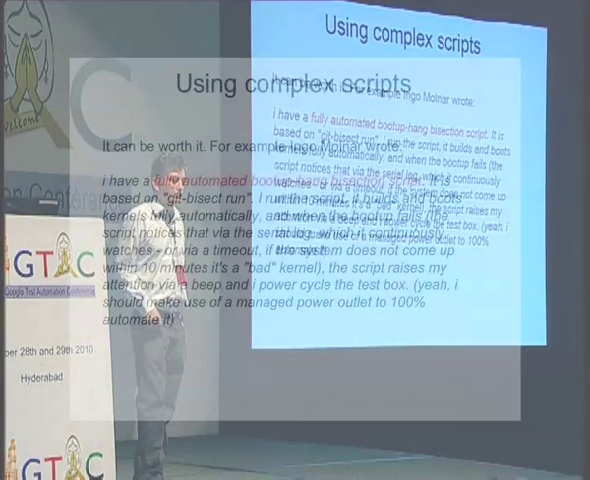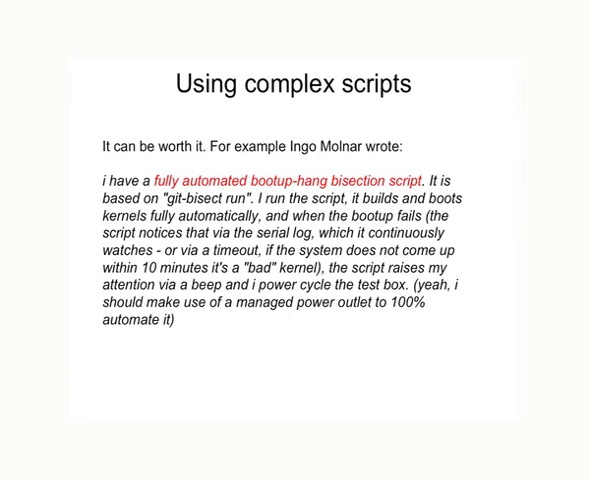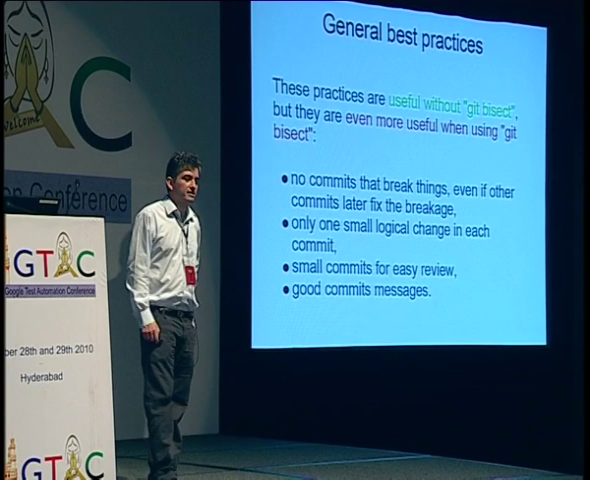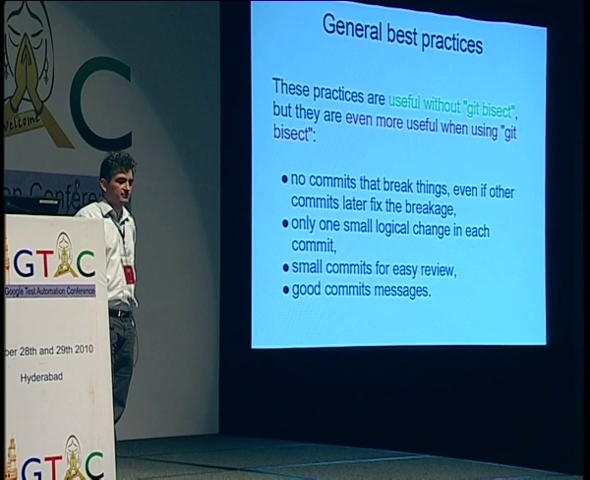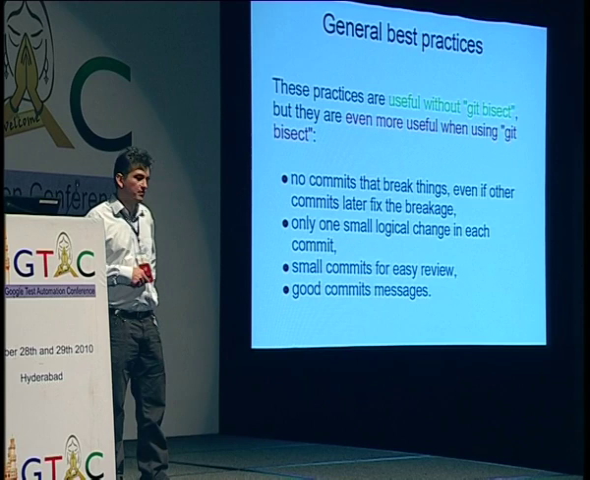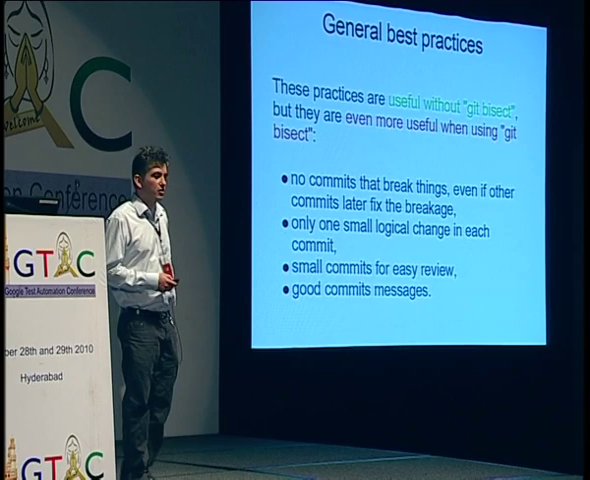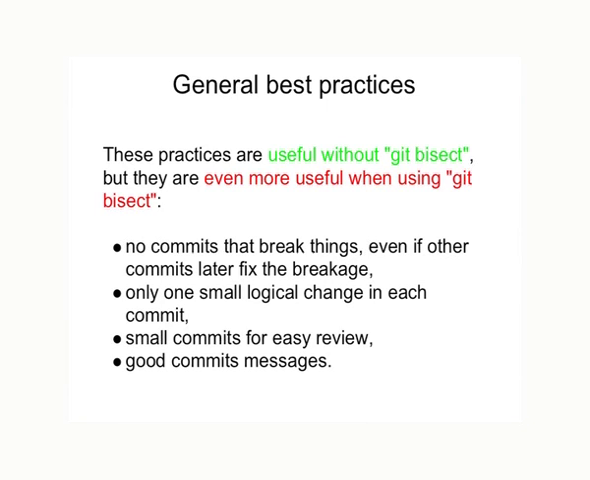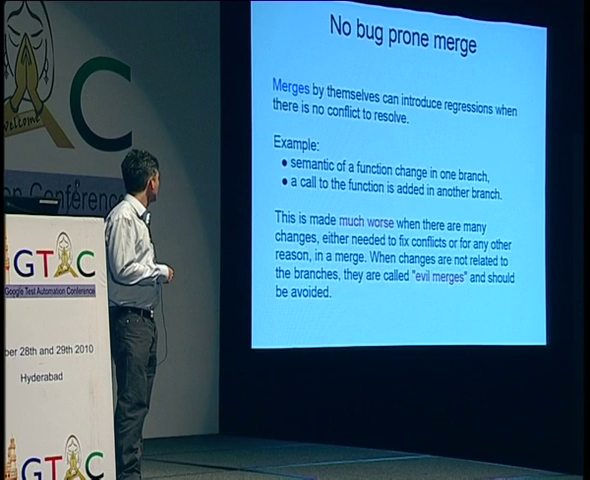So now let's see how you can integrate Git bisect with other practices. And first, let's talk about general best practices that are, of course, small commits, no commits that break things, and a good commit message, and things like that. Of course, Git bisect will be much more useful if you have a commit history like that.